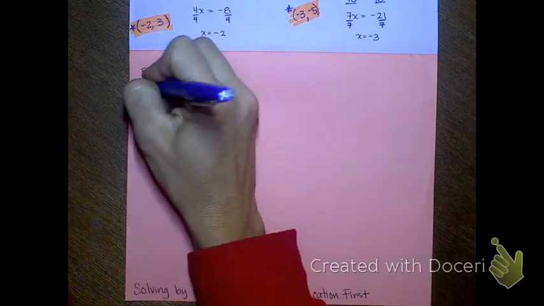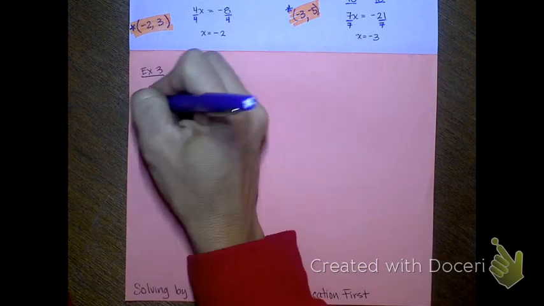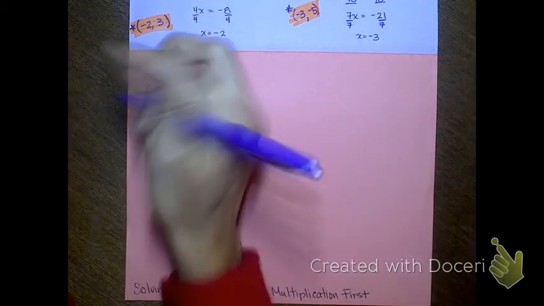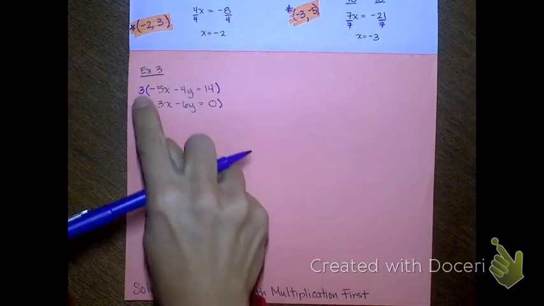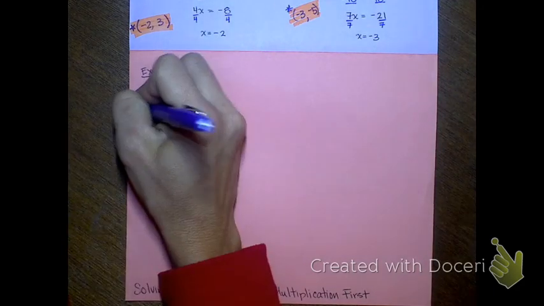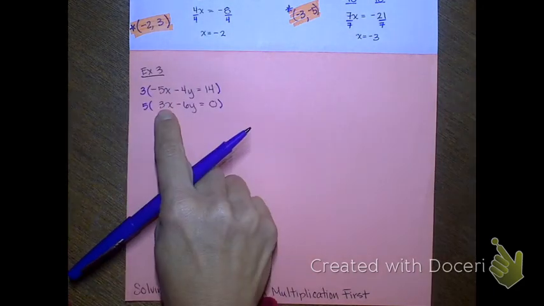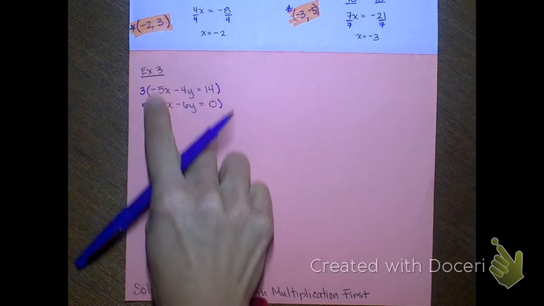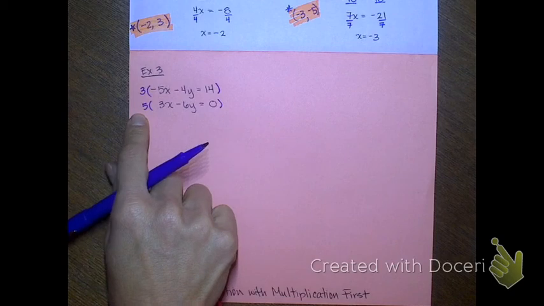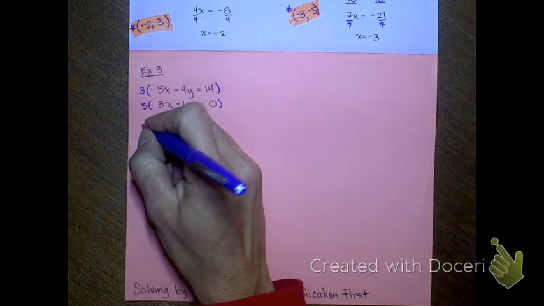So what's the least common multiple of 5 and 3? 15. So I'm going to multiply this one by 3, because 3 times 5 would make that 15. And I'm going to multiply this one down here by 5, because that would make 15 also. And they're already opposite signs, so I don't need to use a negative on either one of these. Does that make sense? Okay.